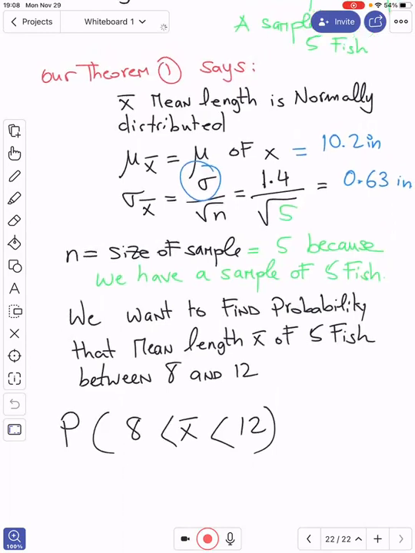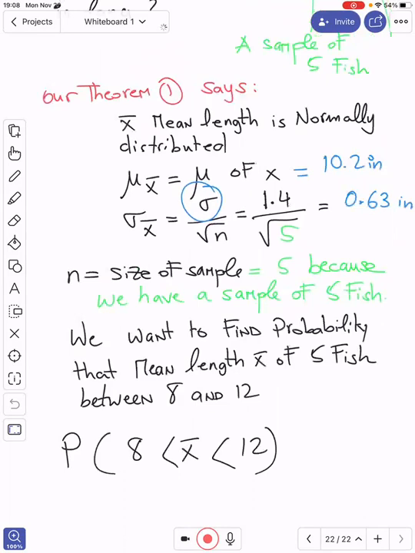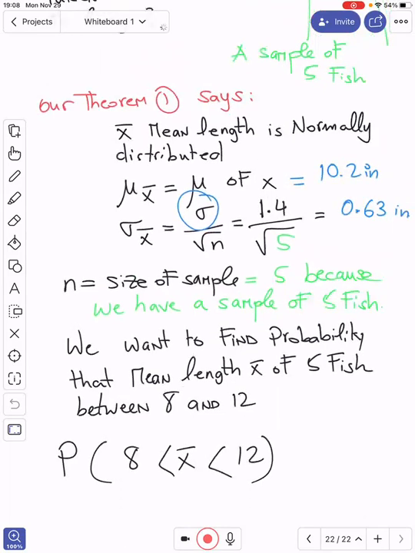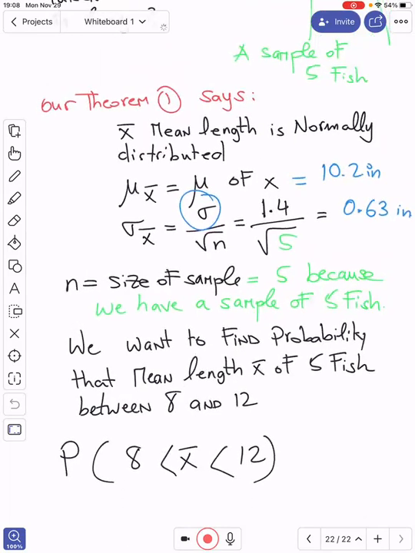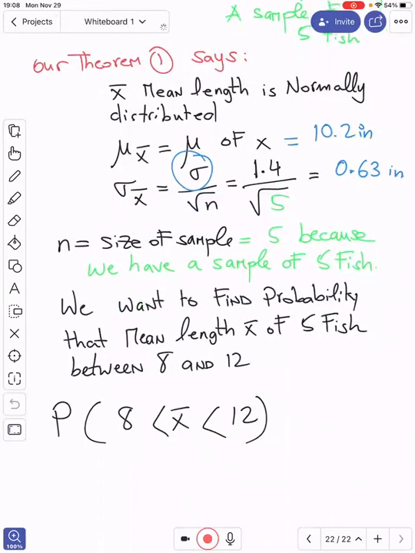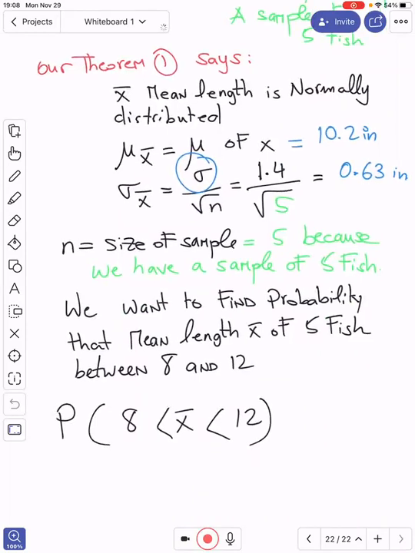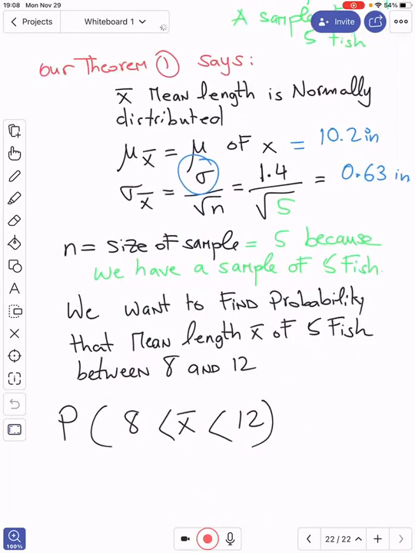Does this make sense to you guys? At least, do you see the difference between A and B? A is just one single fish, you need the length of the single fish to be between 8 and 12. Here in B, it's not one single fish. It's the mean length of 5 fish.